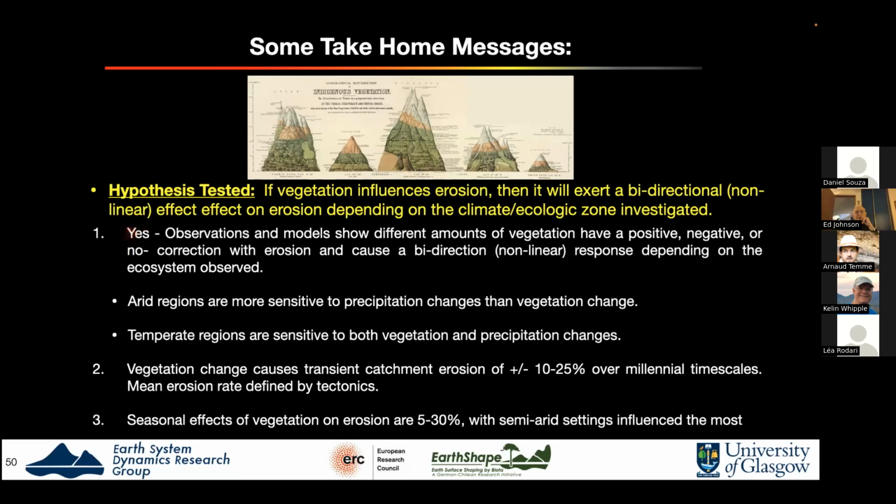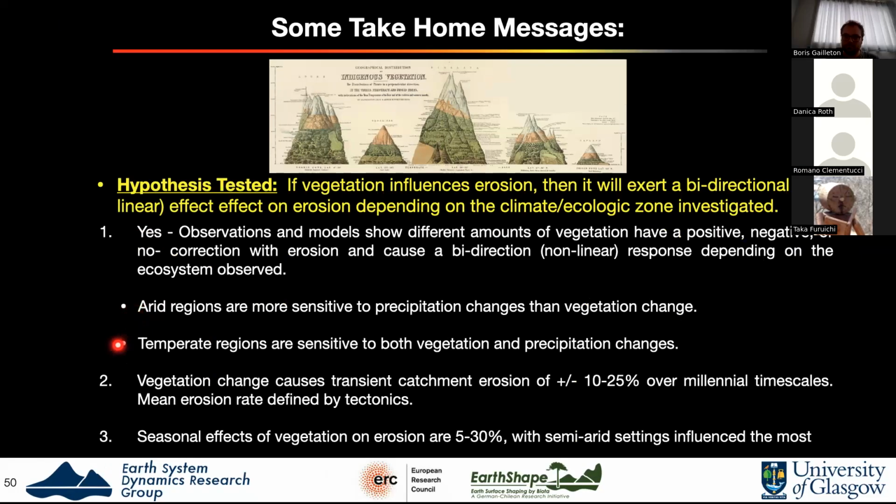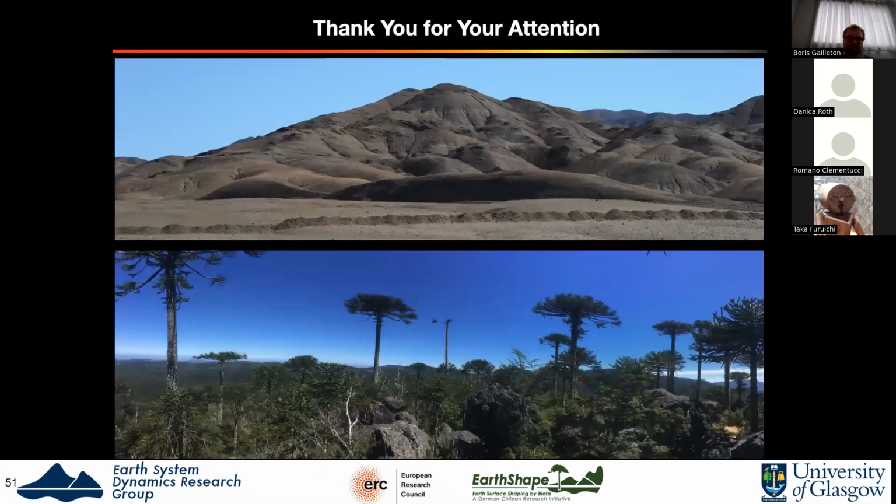Yes, absolutely. It varies depending on arid or temperate regions that you're looking at. The magnitude of effect on transient erosions from last glacial maximum to present is on the order of 10 to 25%. And finally, in terms of seasonal effects of vegetation, precipitation is actually the most important factor over seasonal timescales, but 5 to 30% of the vegetation or erosion rate changes that are predicted are actually due to the seasonal vegetation changes. So that's all I have.